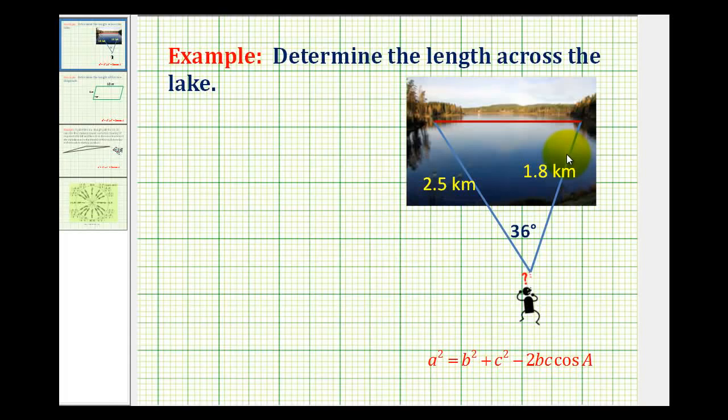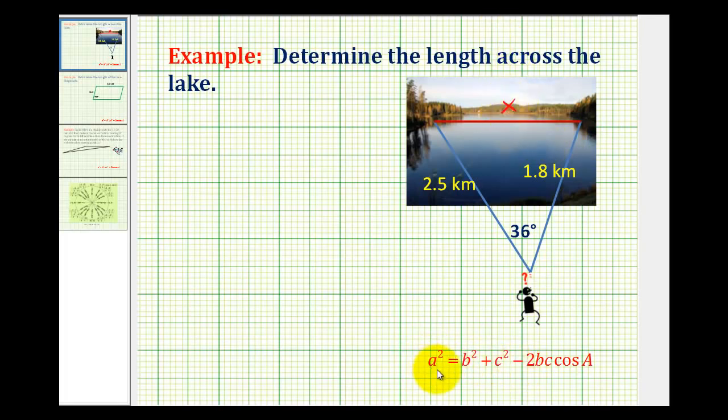Here's an example of an application problem that can be solved using the law of cosines. If this person wants to determine the distance across this lake from the given information, we can do so using the law of cosines. So looking at this triangle here, we want to determine the length of side x.